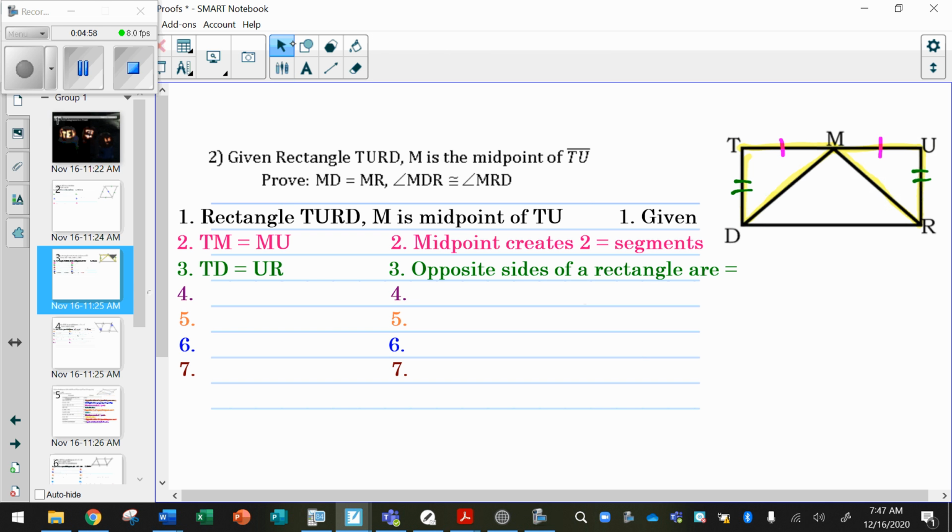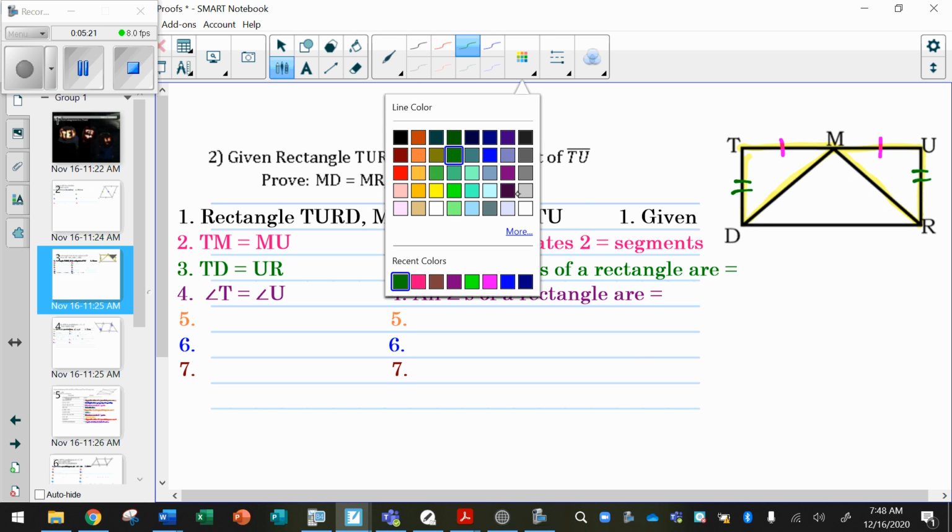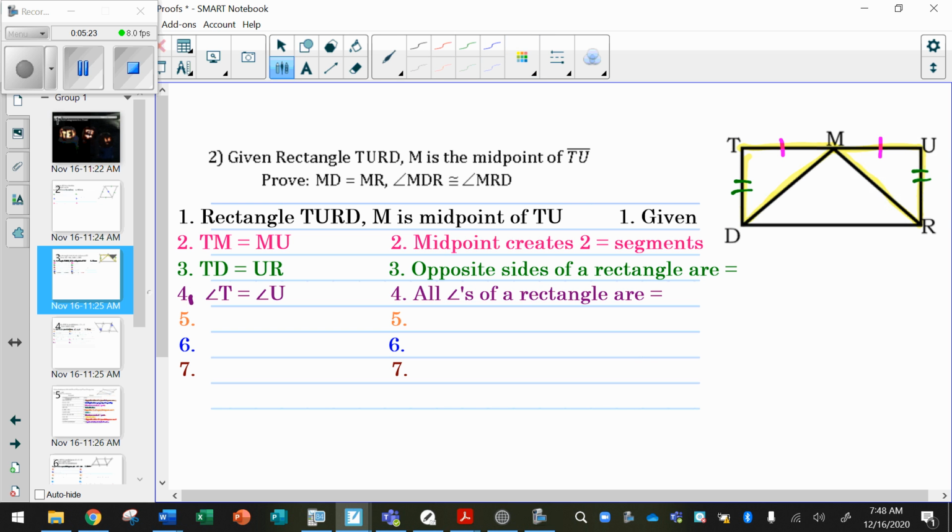Now I just need an angle in between those two sides, which works out conveniently because I have a rectangle. That means angle T is congruent to angle U. We know that all angles of a rectangle are right angles, so all angles of a rectangle are 90 degrees, which means all angles of a rectangle are equal in measure. So I should have a measure here and a measure there.